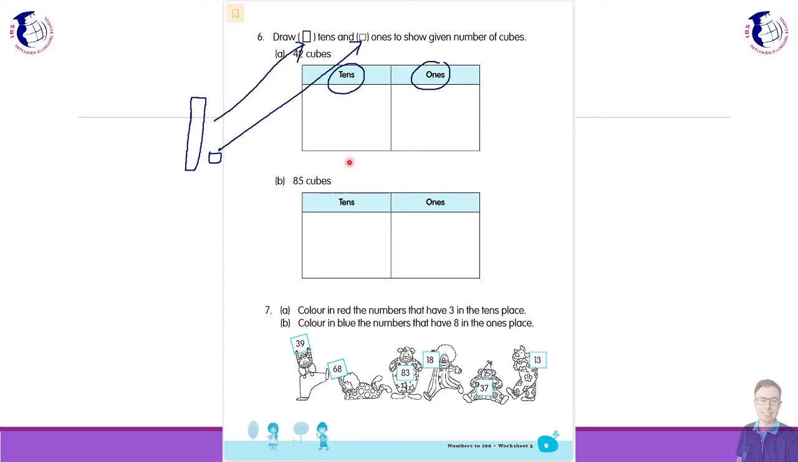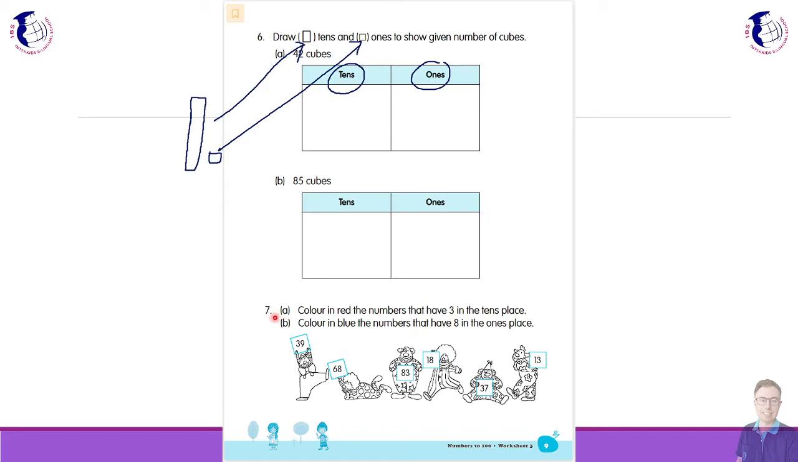And that'll be the same for this one. So you've got 85 cubes. Draw all the tens here with your long blocks. And then all the ones remaining left over here with the squares in here.